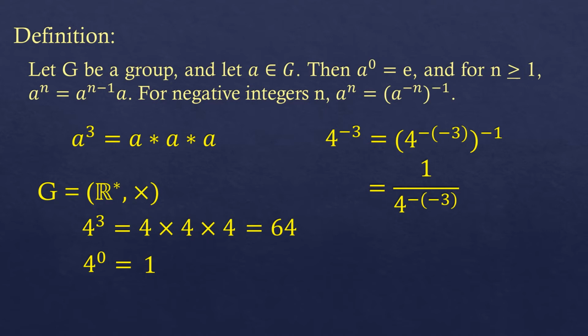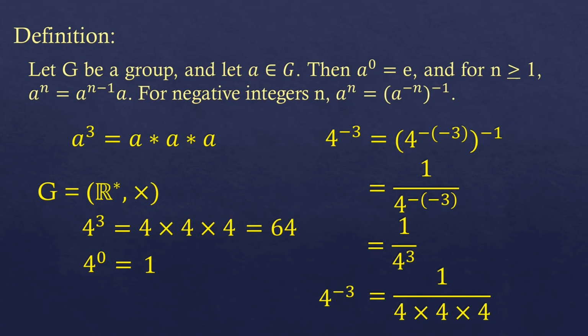Now we're going to simplify this. Negative 3 can be positive 3, and then we expand the 4 cubed. So 4 to the power of negative 3 becomes 1 over 4 times 4 times 4, which is 1 over 64. And again, that makes sense because 4 to the power of negative 3 is just the inverse of 4 cubed. With a negative exponent, it's just the inverse. So 64 and 1 over 64 are inverses of each other when you do the multiplication operation.